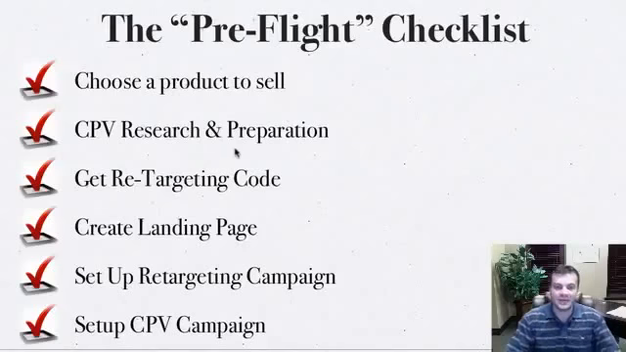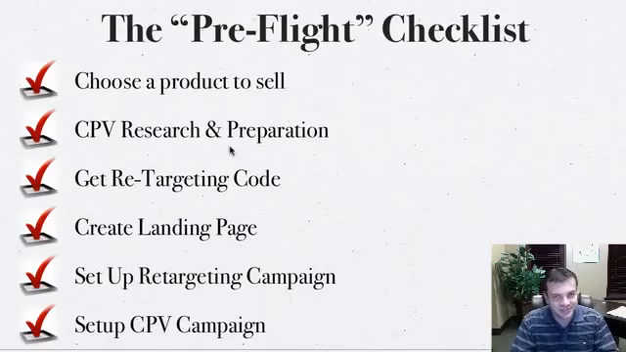All right, so let's see where we are so far. What we did is we picked a product to promote. Hopefully you got it. In my example, of course, I'm promoting High Traffic Academy just as a demonstration for you here. We did the CPV research. All right, so we got the retargeting code. We got the landing page created. Awesome. So two more steps, my friend.